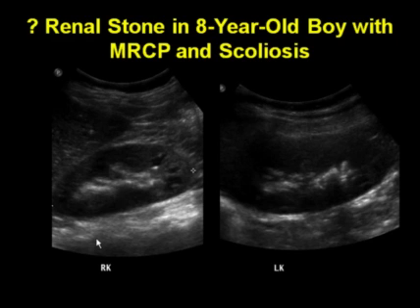Here's a couple of images of an 8-year-old boy with MRCP, mental retardation and cerebral palsy, and scoliosis, in whom renal stones were suspected. He had some pain. Ultrasound of the right kidney did not show a stone. On the left side, there was this echogenic focus in the lower pole with a mild degree of distal shadowing, suspicious for stone.